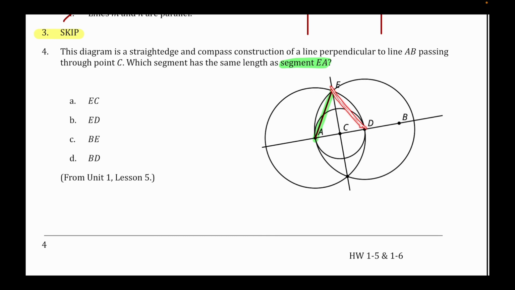But let's also just verify that the other pieces are not. So let's look at BE. BE is definitely not the same length. B is all the way over here, so it's not going to be congruent to EA. And BD is a smaller segment and doesn't even extend all the way to the side here. If it did, that would be a congruent segment as well. So neither of these two options are our choices. Okay.